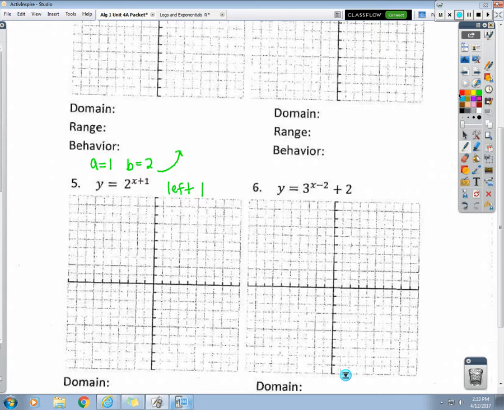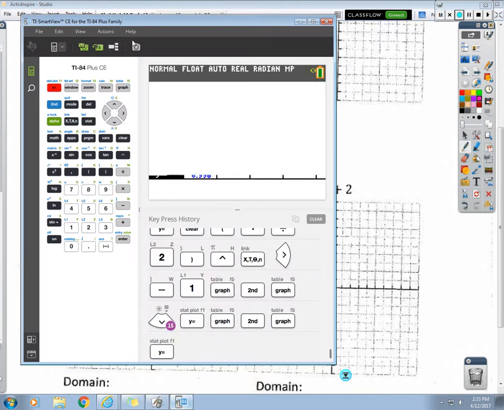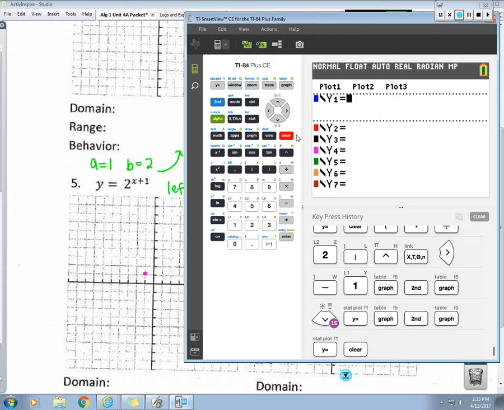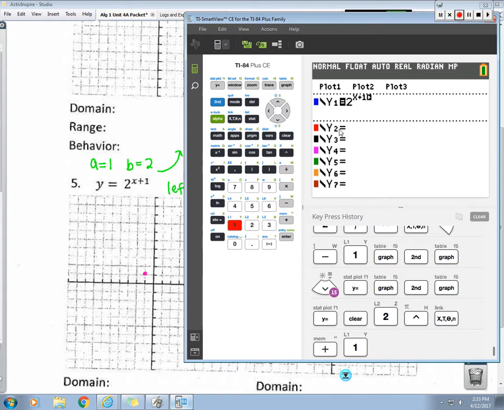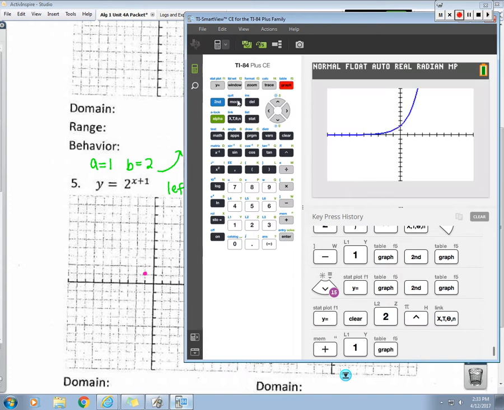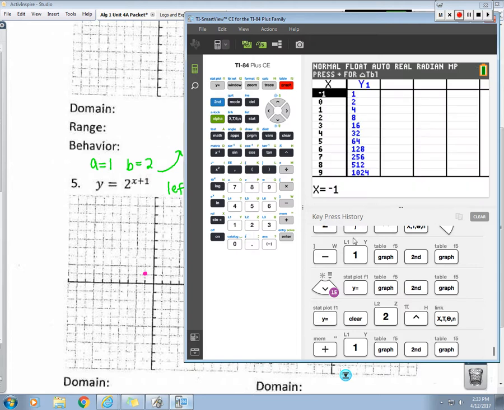And think about it. If A is 1, that means the first point would be at 1. But it doesn't stay there because everything gets shifted left 1. So we're going to have a point right there, we know. But like I said, if you can't figure that out, the table will give you the points. So now let's go and graph it. Y equals 2 raised to the x plus 1 power. Make sure that plus 1 is a part of the exponent. Now graph it and go to your table. And there's you some nice points.